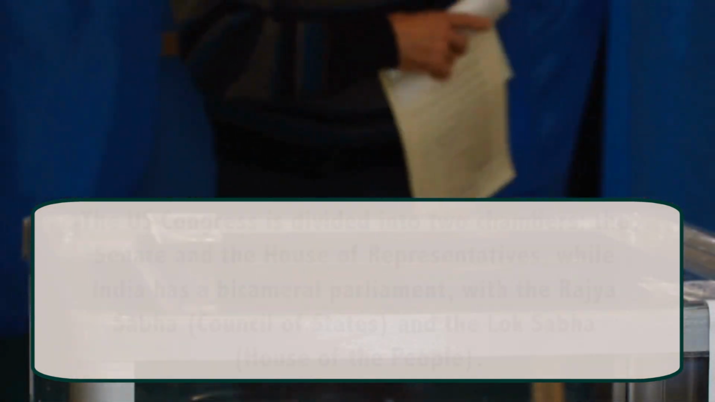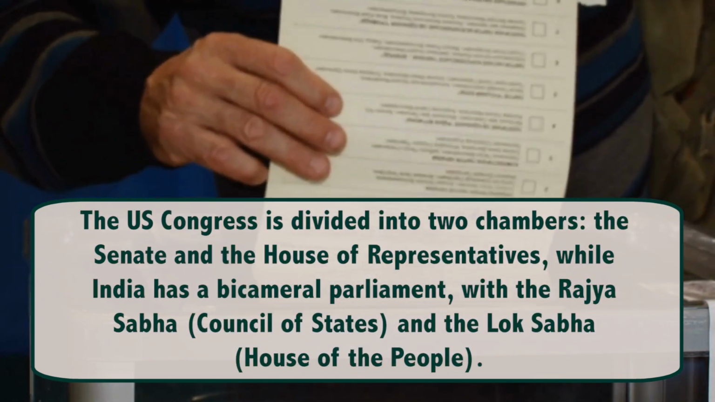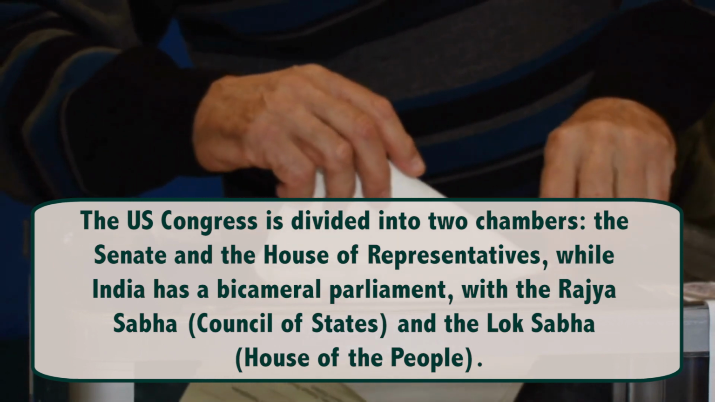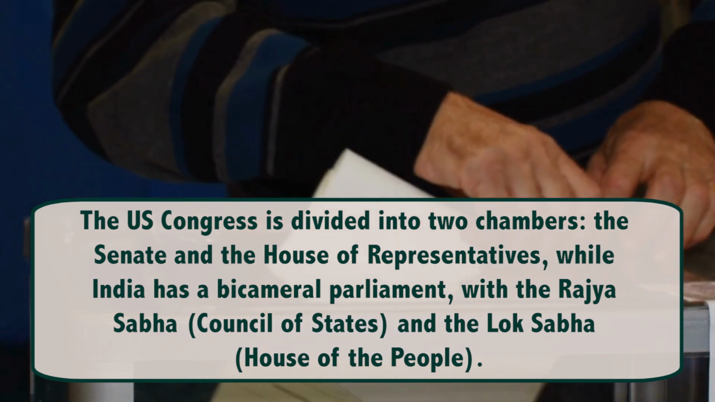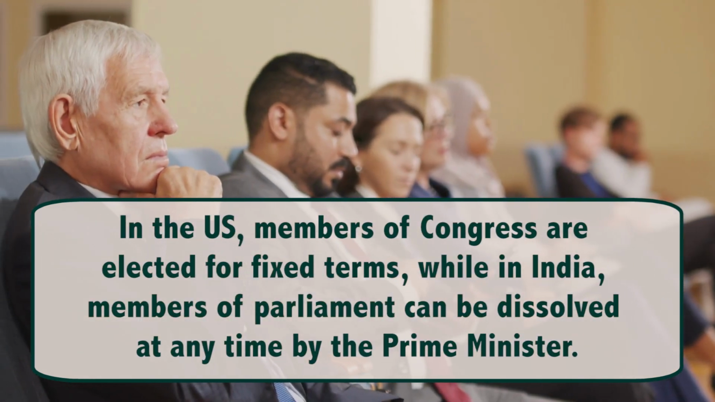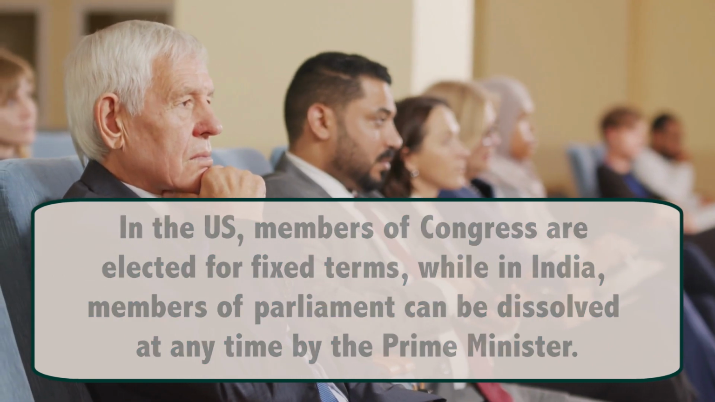Legislative branch. The U.S. Congress is divided into 2 chambers, the Senate and the House of Representatives, while India has a bicameral parliament, with the Rajya Sabha, Council of States, and the Lok Sabha, House of the People. In the U.S., members of Congress are elected for fixed terms, while in India, members of parliament can be dissolved at any time by the Prime Minister.